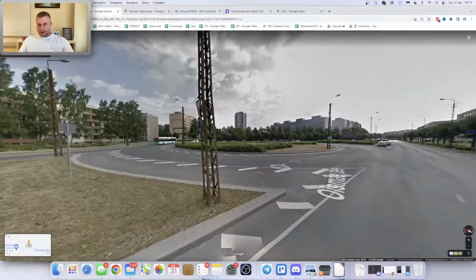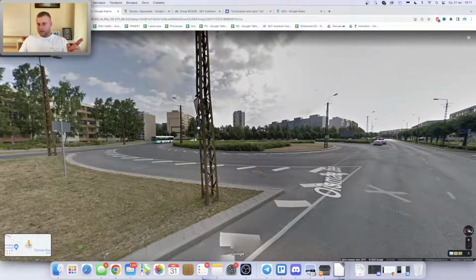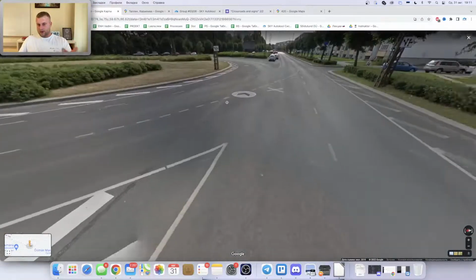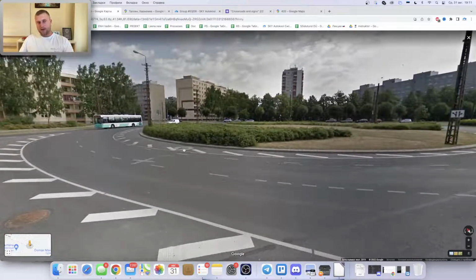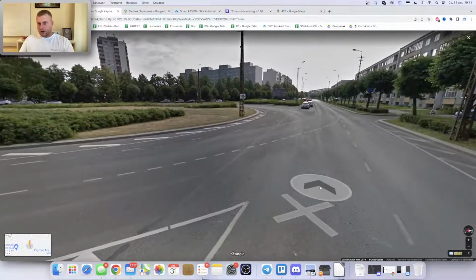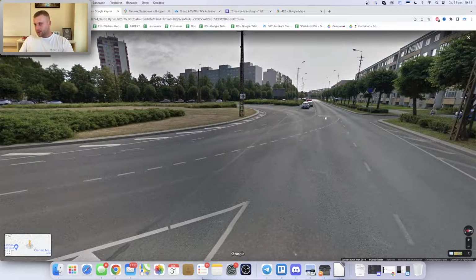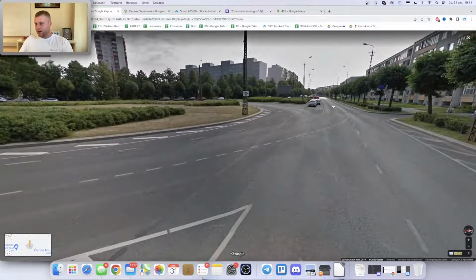But actually it's not. So you already see that I'm entering the roundabout. I have a sign. I have give way. So even if I need to give way, I can just stop like this, look left and right. In that case, only left. And then I can continue driving straight and make this first exit. So we consider this one as a first exit, of course.